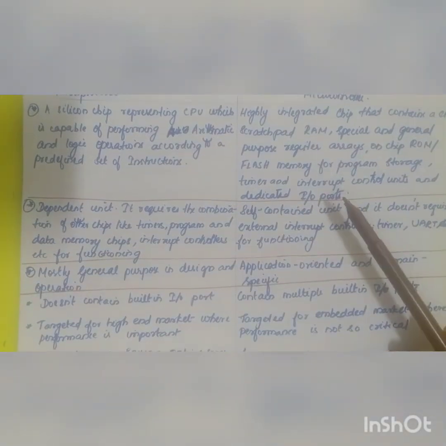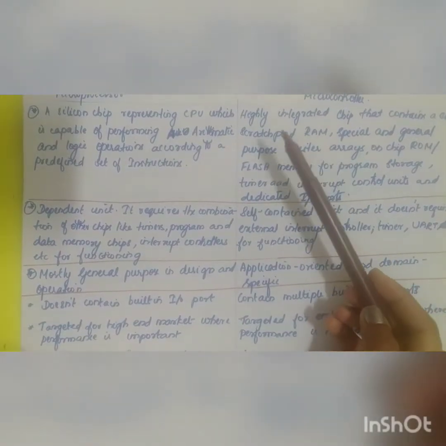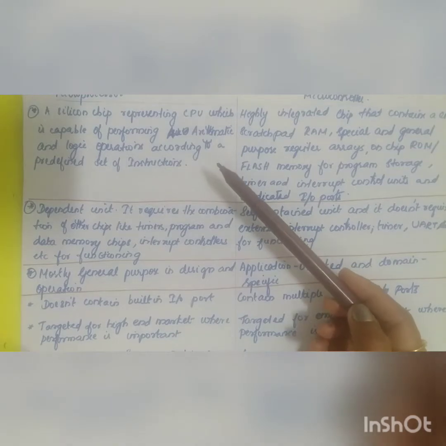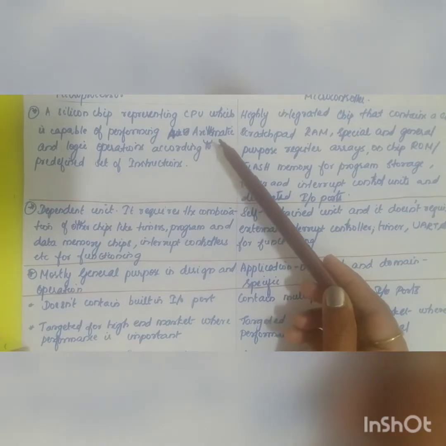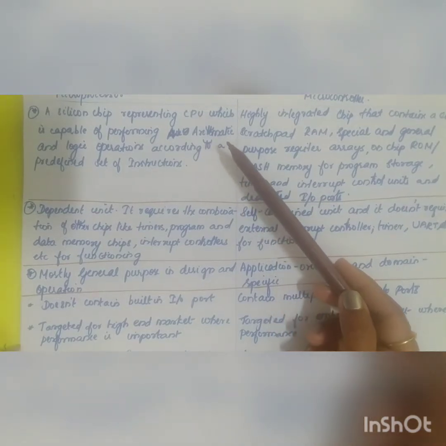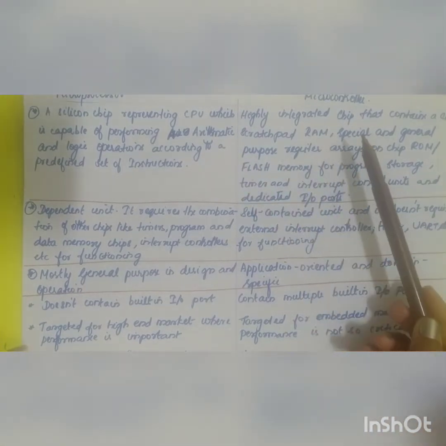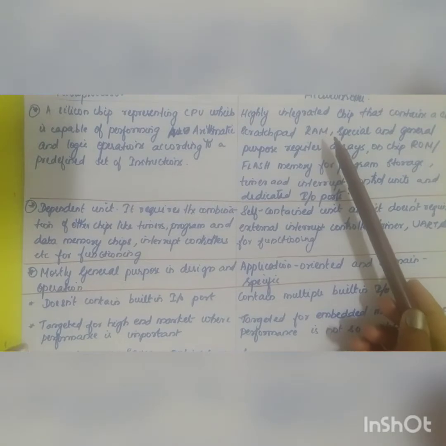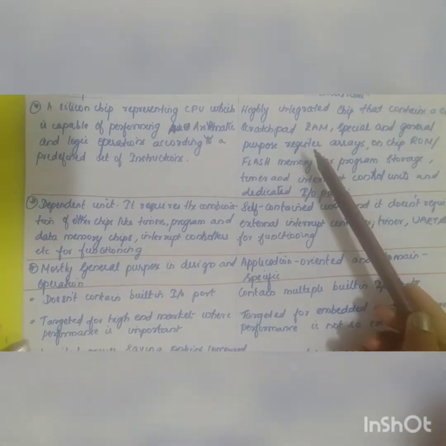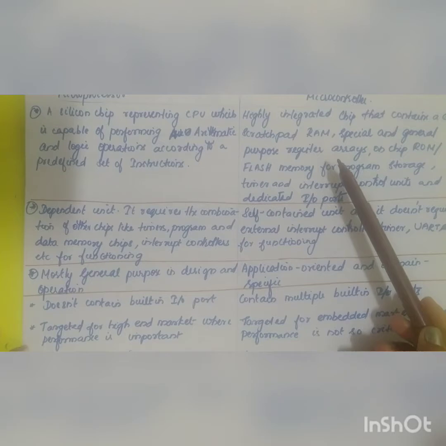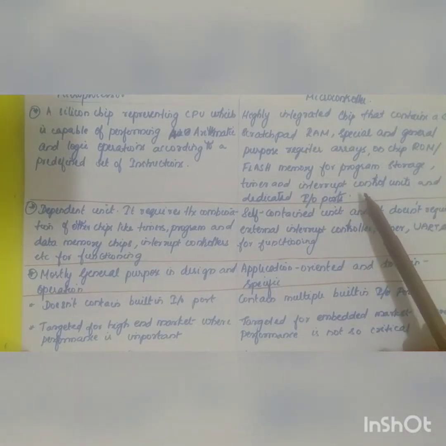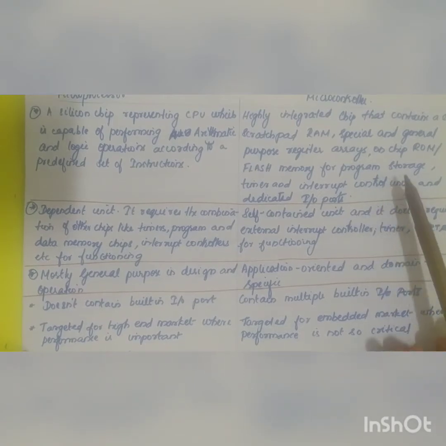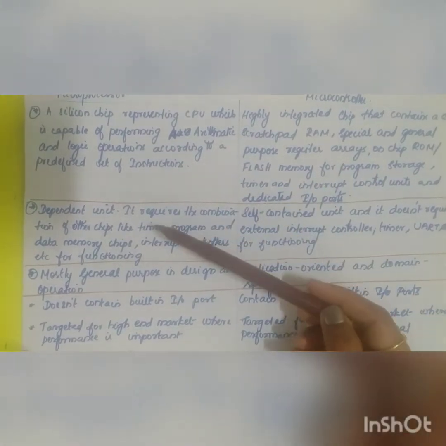The next topic is the difference between your microprocessor and microcontroller. The difference is that a microprocessor is a silicon chip representing a CPU which is capable of performing both arithmetic and logic operations according to a predefined set of instructions. But in the case of a microcontroller, it is a highly integrated chip that contains a CPU, scratchpad RAM, special and general purpose register arrays, on-chip ROM, flash memory for program storage, timer and interrupt control units and dedicated I/O ports. Okay, these are some additional features of your microcontroller.